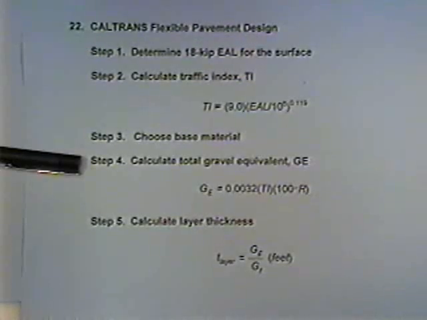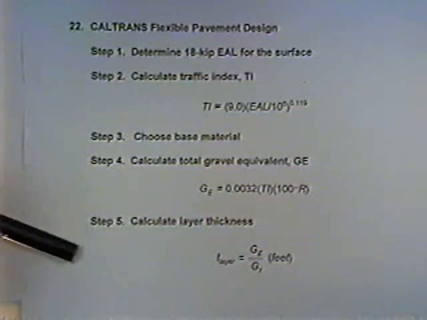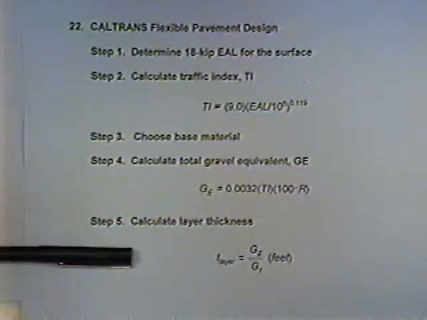You would then calculate your layer thickness for your base material, and that layer thickness, using equation number 5, we have our gravel equivalent from step 4 divided by gravel equivalent factor, which comes from table 1618 in your reference manual. And that equivalent factor is based on your traffic index and tries to take into account the different types of traffic, cars, trucks, and buses, and then makes adjustments to that gravel equivalent.